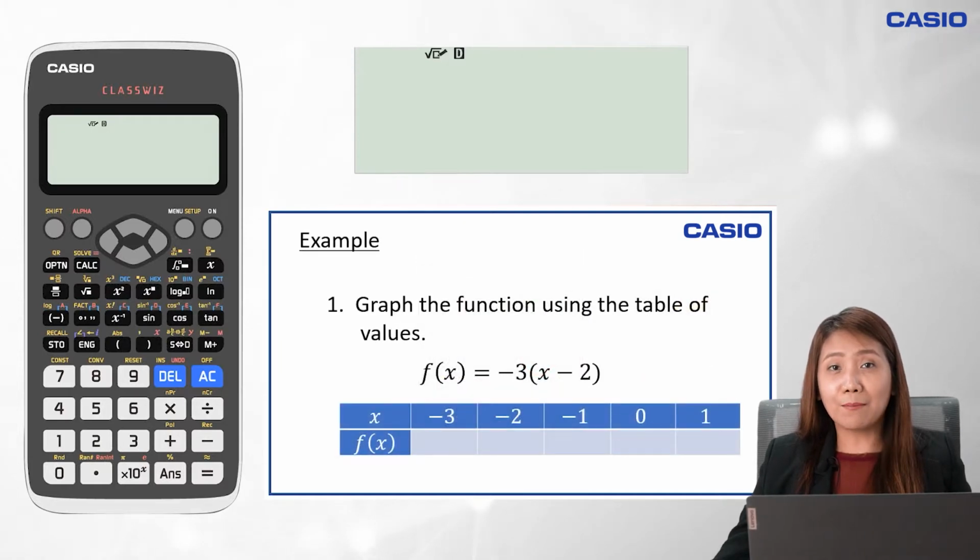Let's have our first example. Graph the function using the table of values below. The function is f of x is equal to -3, quantity x minus 2. Let's complete the table using CASIO ClassWiz before graphing the function. First, we press Menu and 9.